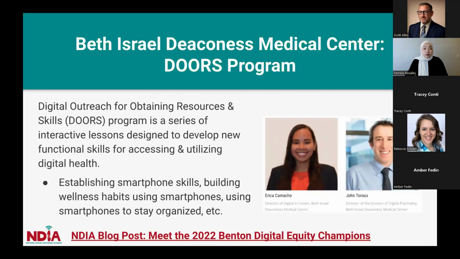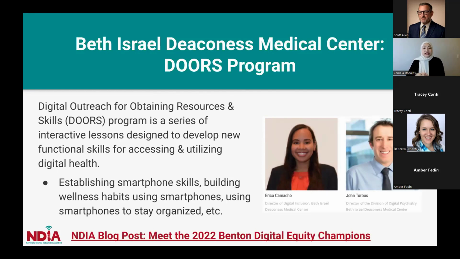They have a DOORS program, which is the Digital Outreach for Obtaining Resources and Skills. It's a series of interactive lessons designed to help patients develop new skills for accessing and utilizing digital health. Their curriculum includes establishing smartphone skills, learning how to expand knowledge by searching the web, and navigating safely and making smart choices when using smartphones.